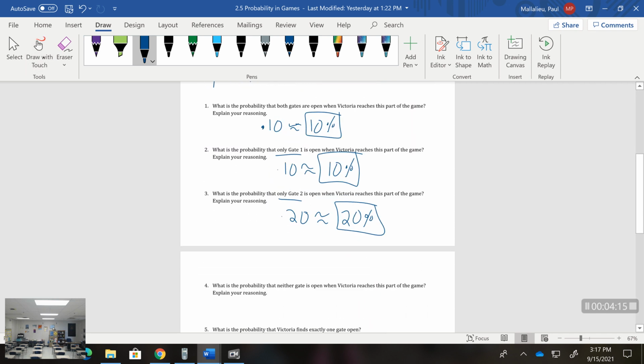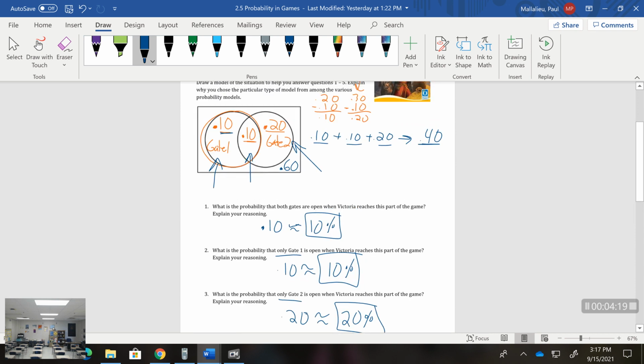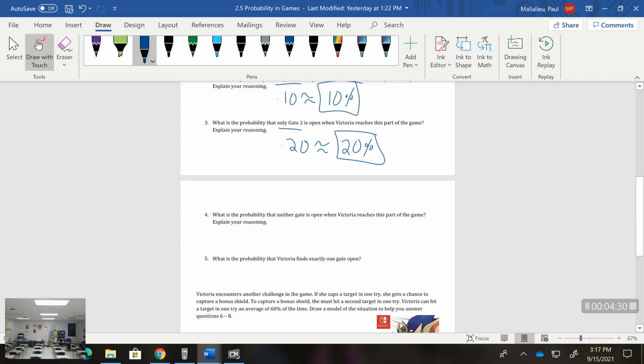All right, then we see what's the probability that neither gate is open. Well, we said if 40% is the probability that they are both open, then 60% was the part down here that we said is outside of the time period when there's an open gate. So that means we have 60%, or you could do 0.60.